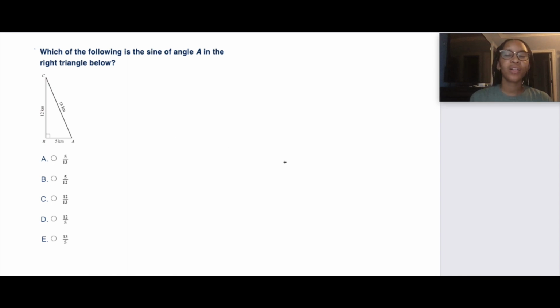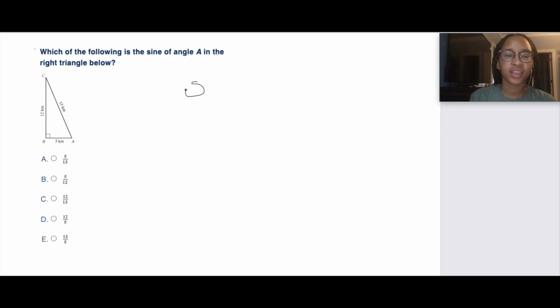Which of the following is the sine of angle A in the right triangle below? A, B, C. So I have a useful mnemonic device for remembering sine, cosine, and tangent.